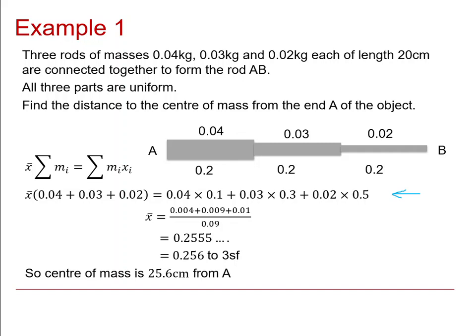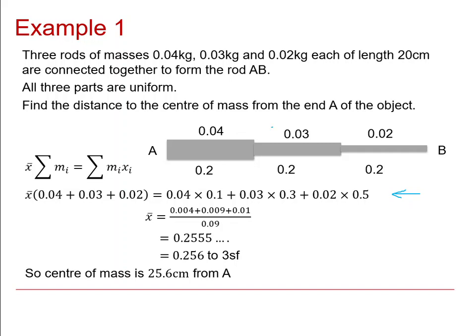We've got M1x1, M2x2, M3x3, and on the other side X bar times the sum of the M's. It's much easier to follow in the table, so that's a very important lesson to follow through. Anyway, the answer is there, worked out finally, at 0.256 to 3 significant figures, and we interpret that as saying that the centre of mass is 25.6 centimetres from A.